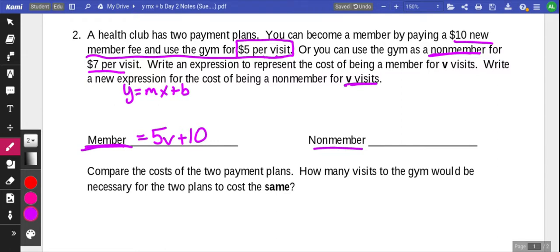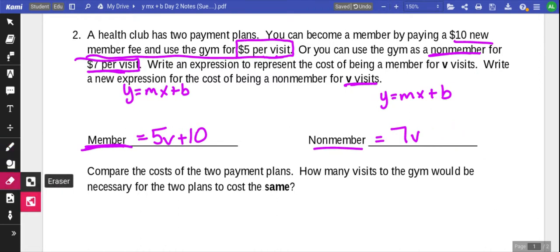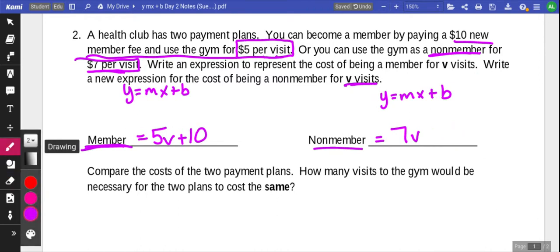Okay, same thing over here with my non-member. If I don't want to pay that fee, it's going to cost me $7 per visit. Okay, that's going to be 7 times V. And I could write this in. It doesn't have a membership fee, so I could write plus 0 if that helps me remember that I don't have a starting value. You don't really need to, though. It's the same either way.